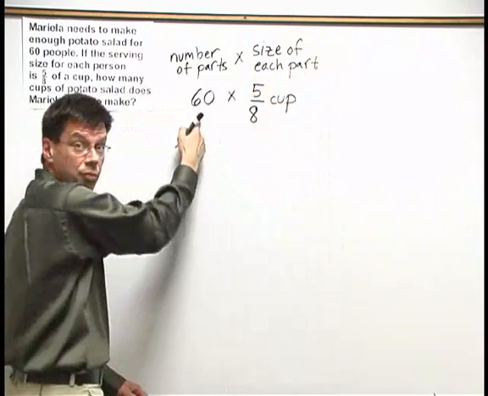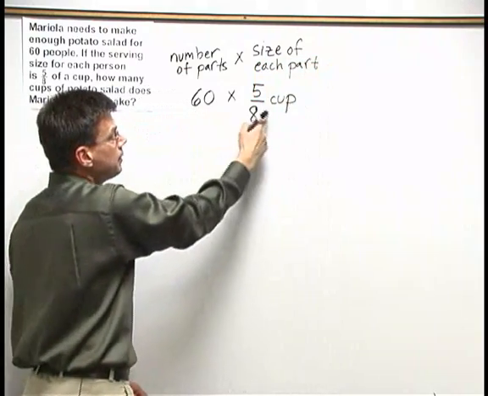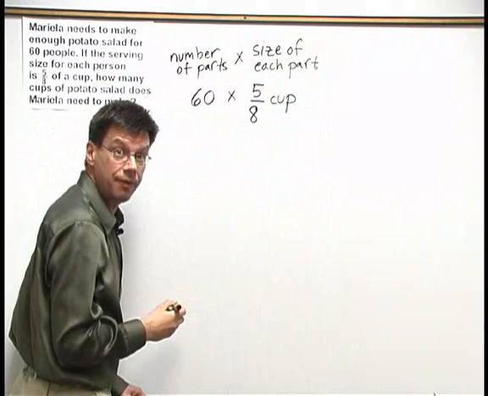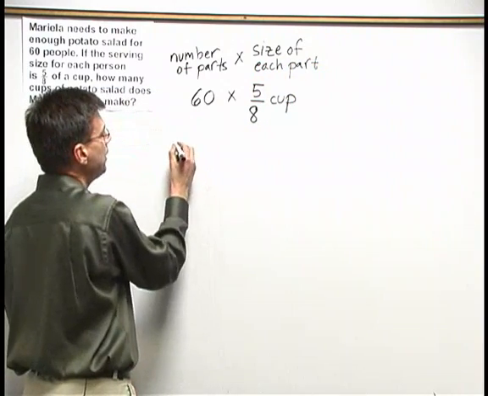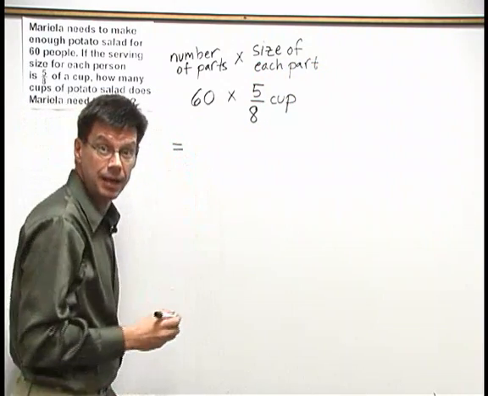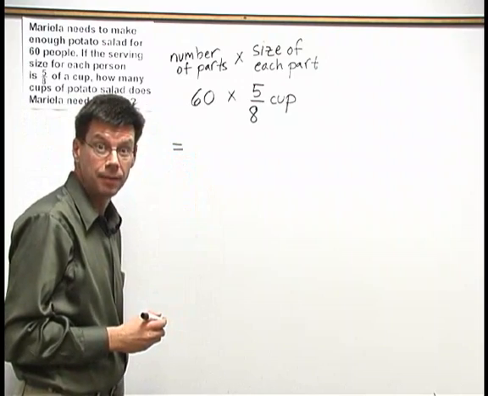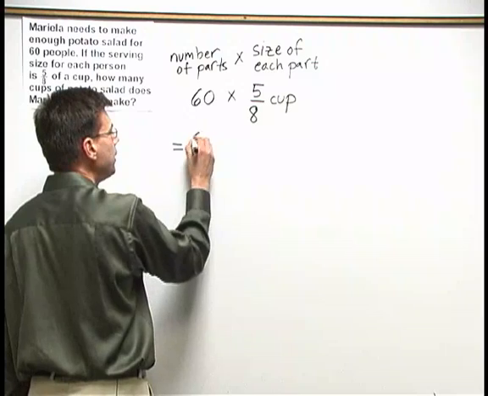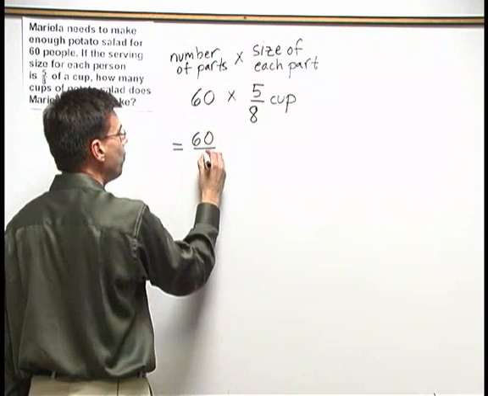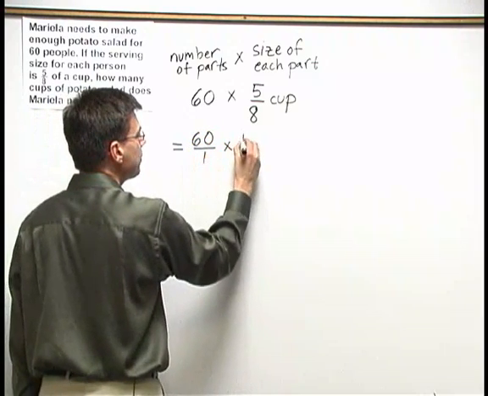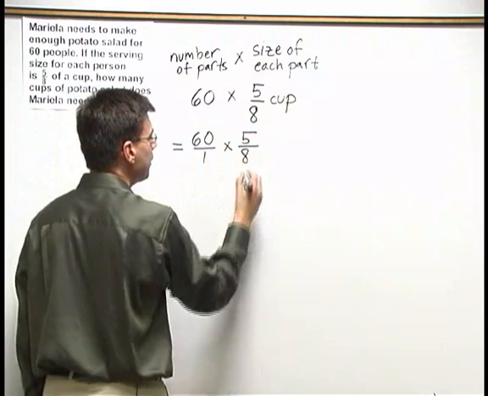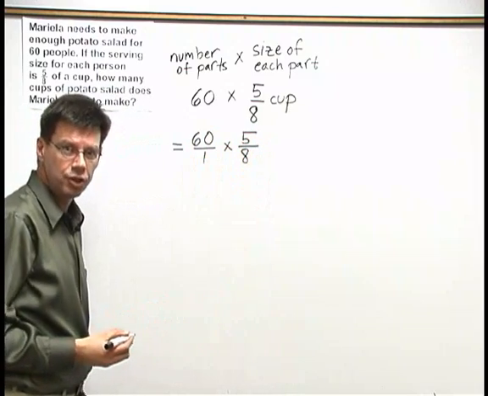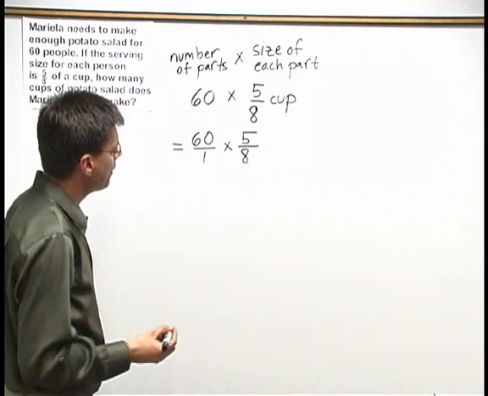If we take the number of parts, 60, times the size of each part, 5/8 of a cup, we're going to get the total amount of potato salad that Mariella needs to make. So let's go ahead and do this calculation. 60, I can write as 60 over 1 times 5/8. Because I'm multiplying fractions here, I want to think about canceling.